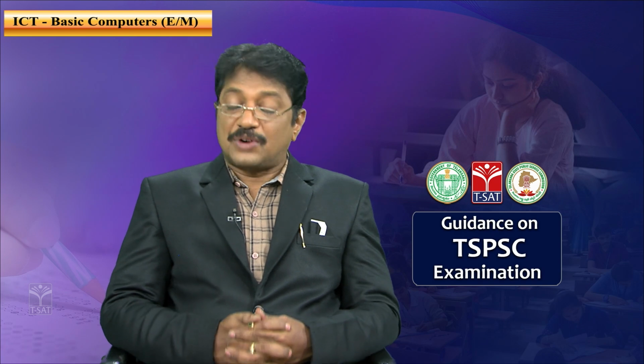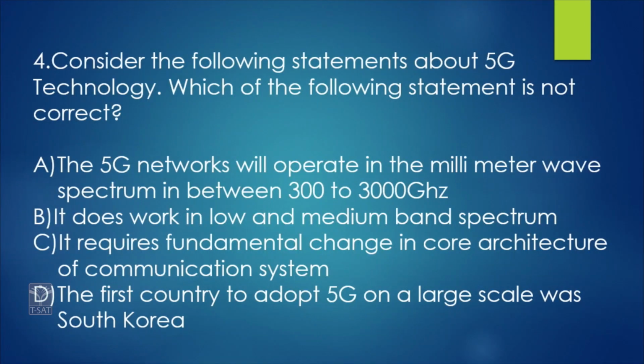Now, coming to the fourth question: consider the following statements about 5G technology. Which of the following statements is not correct? The question is based on 5G technology. The options are: the 5G network will operate in the millimeter wave spectrum between 30 to 300 gigahertz; it does work in low and medium band spectrum; it requires fundamental change in the core architecture of the communication system; the first country to adopt 5G on a large scale was South Korea.